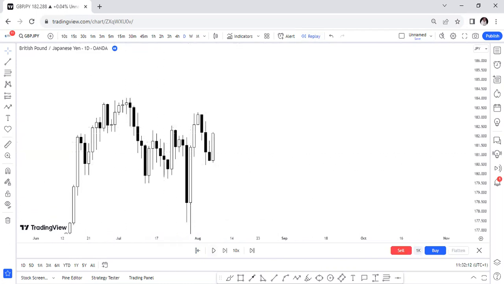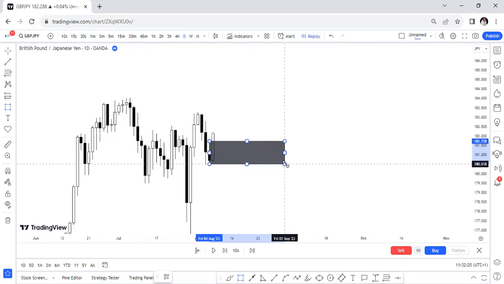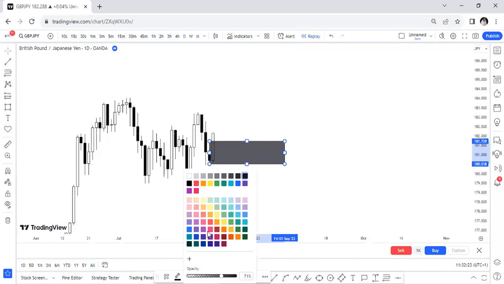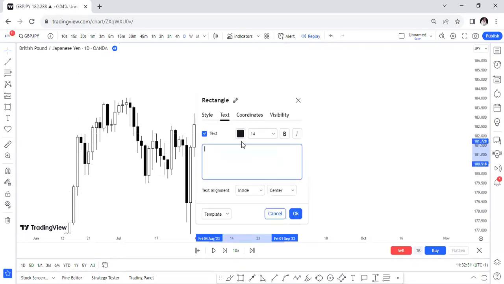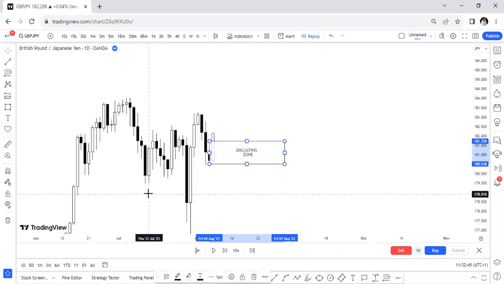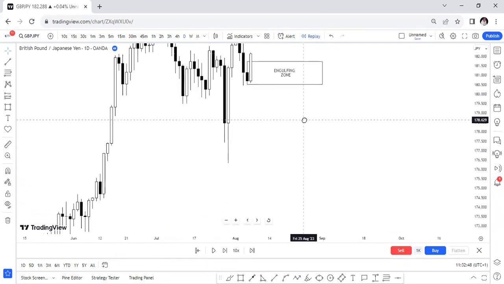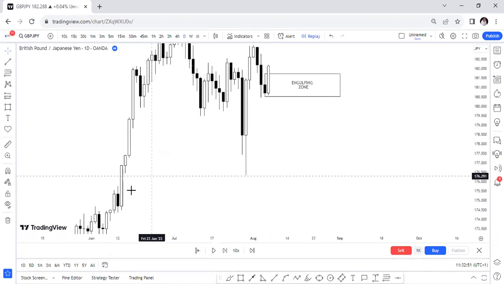So what you need to do is mark out this bullish engulfing. I will not mark out this place like this. For me, it's too high, it's too large. What I will do is, this is the engulfing zone. But if you are comfortable with it, that's fine.